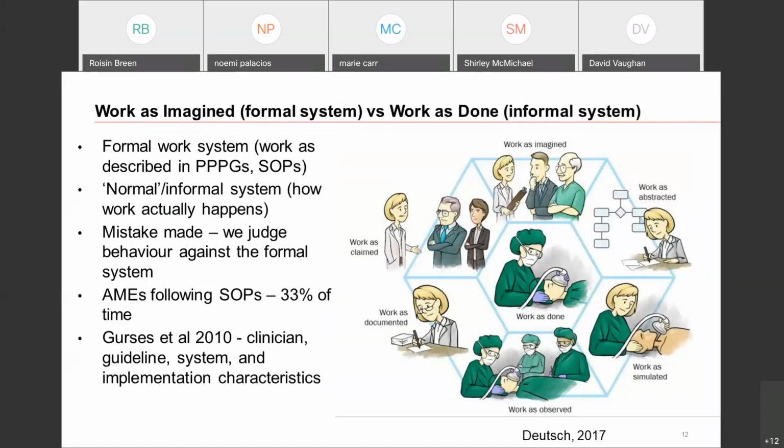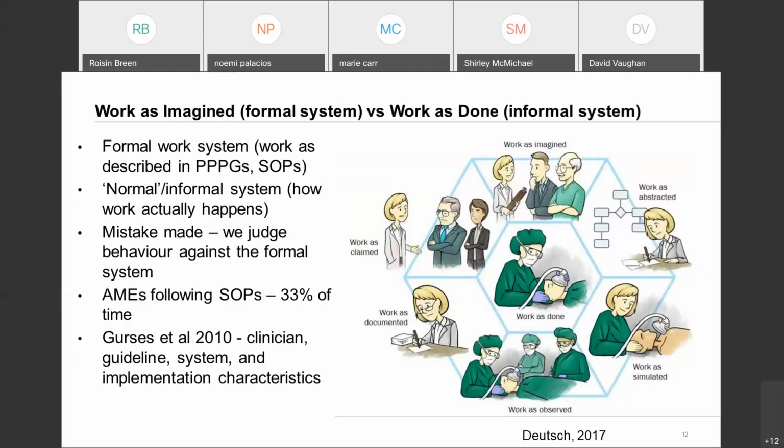And I like this diagram here on healthcare, that there are different variants of that too. We have work as imagined, work as abstracted when we think about what we're meant to be doing, work as when we engage in simulation, work as observed, work as documented, work as claimed when we have to justify our actions (there's two rather cross-looking people there), and then in the centre we have some mix of all that, which is work as done.